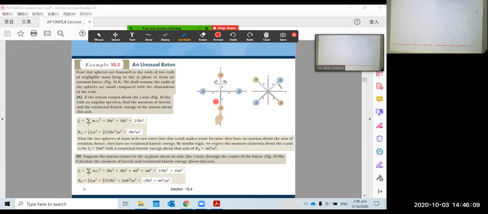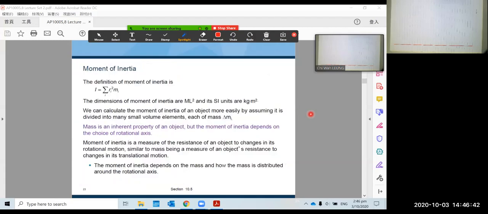So unlike the case of linear motion, moment of inertia is not constant. For linear motion, the mass of an object is a constant. But for rotational motion, moment of inertia is not a constant. It depends on where you put the axis of rotation. So here you see the difference of the axis of rotation, and this would give rise to different values of I.